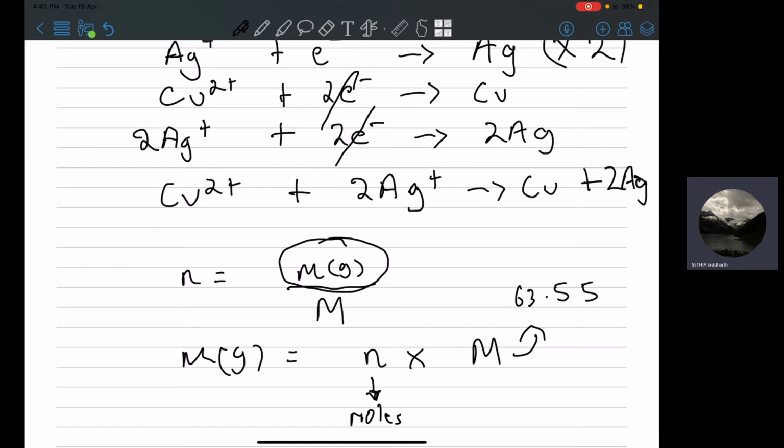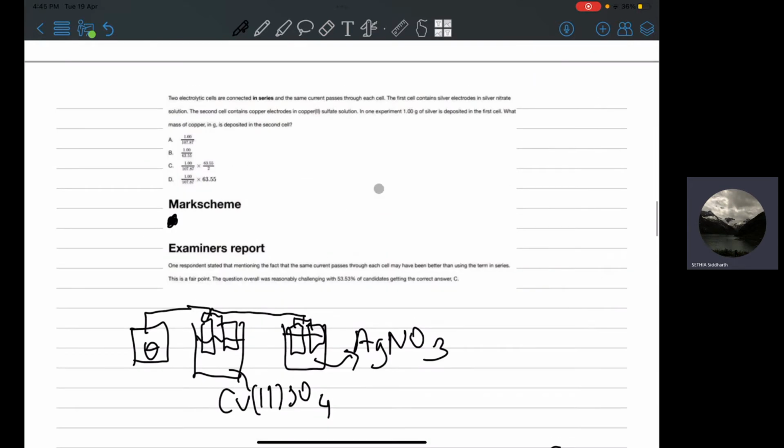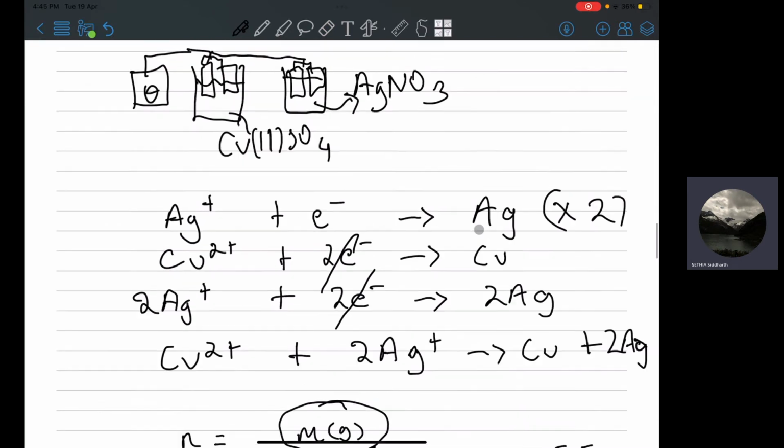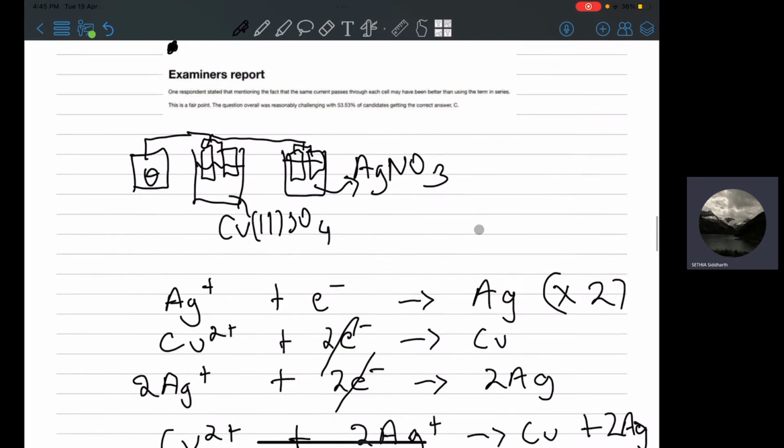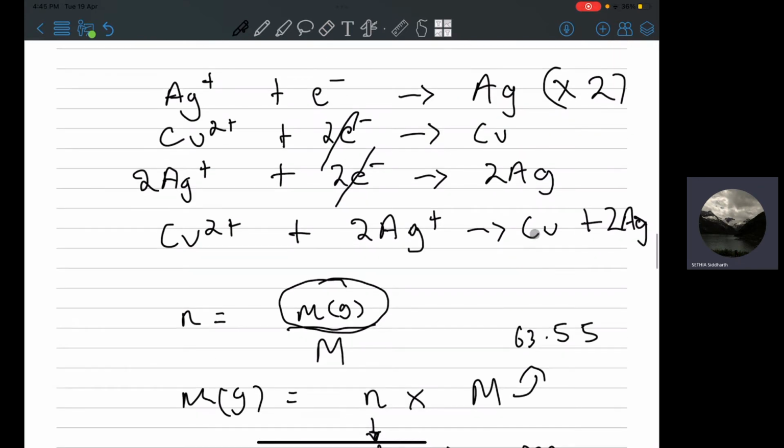How do we calculate this? How do we do that? Now they've told you that you have 1 gram of silver being formed. So we can use the number of moles of silver that is formed to calculate the number of moles of copper that is being formed.